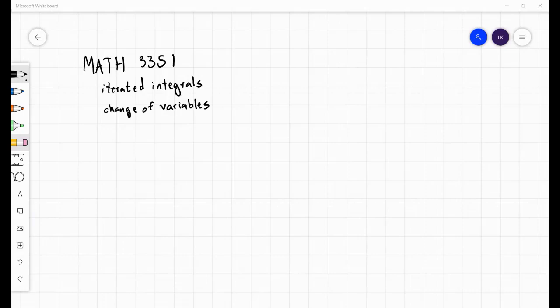So what does it mean for a region to be x simple? So you have D is a subset of R2. What does it mean to say that D is x simple? What is that in set notation, and I guess in pictures or words? What does it mean?